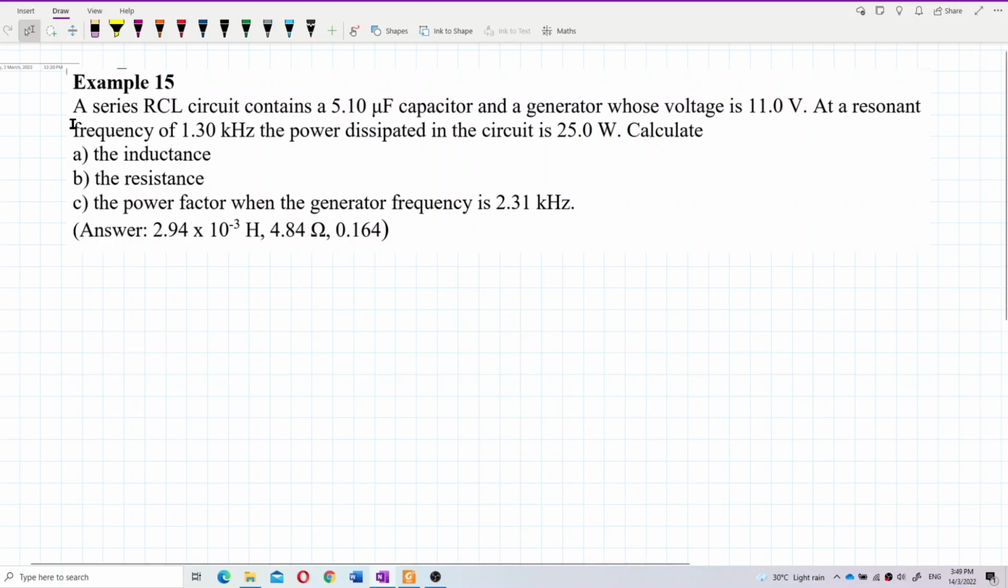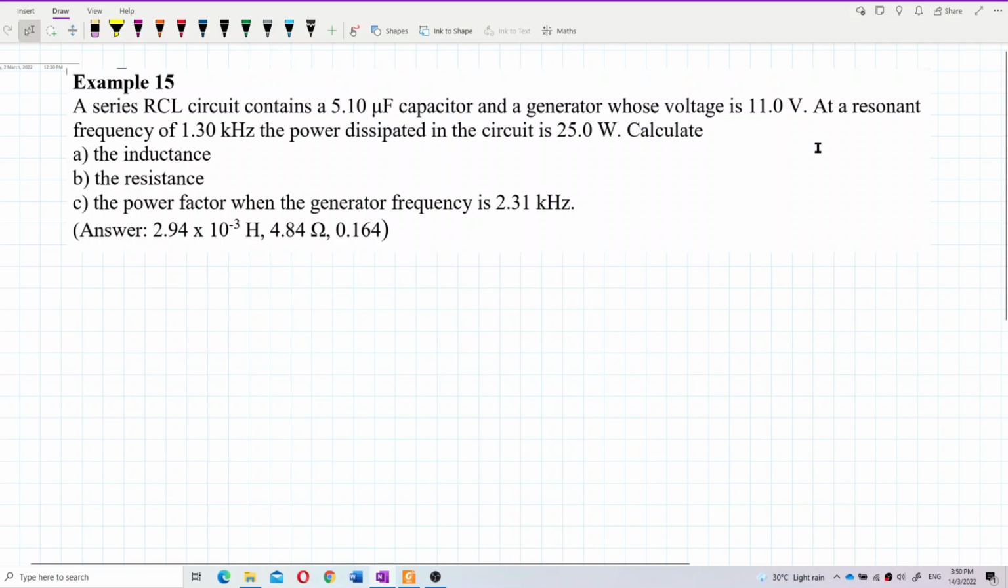A series RCL circuit contains a 5.1 microfarad capacitor and a generator whose voltage is 11 volt. At a resonant frequency of 1.3 kHz, the power dissipated in the circuit is 25 watt. Calculate the inductance, resistance, and power factor when the generator frequency is 2.31 kHz.